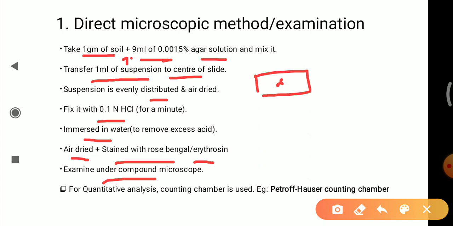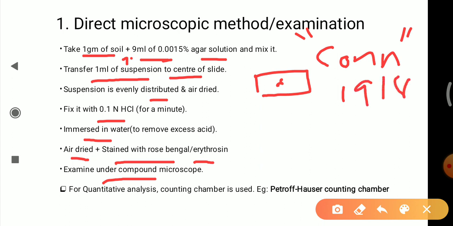For quantitative analysis, a counting chamber is used, for example, the Petroff-Hausser counting chamber. This is all about the direct microscopic method. This method was originally discovered by Cholodny in 1918.